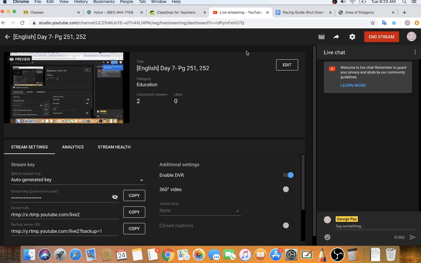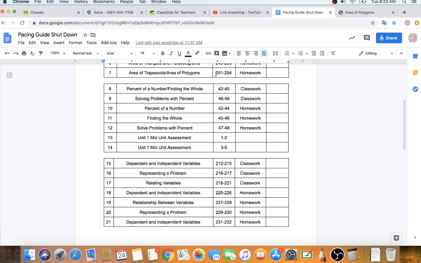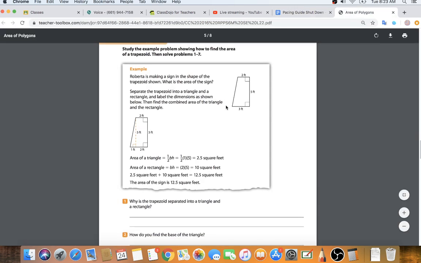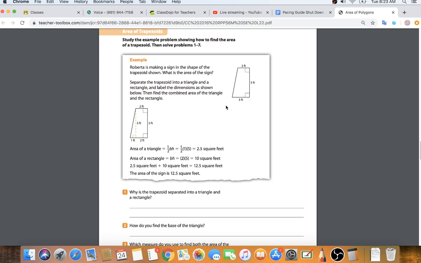All right, this is for day 7, page 251 and page 252. We're not doing 53 and 54 yet. Now for page 251, they give you a shape on top, a trapezoid, and they separate it into a rectangle and a triangle. Now it says, why is a trapezoid separated into a triangle and a rectangle?